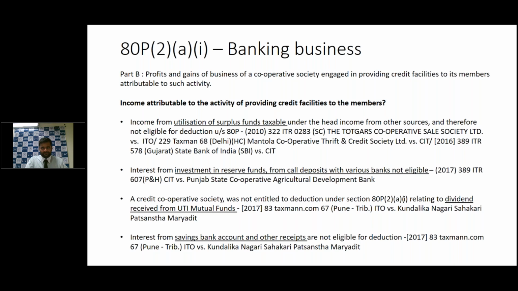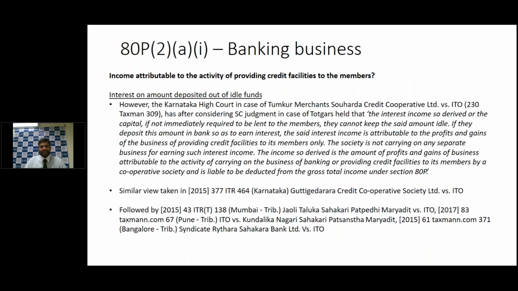However, there is a surprise. In spite of this Supreme Court judgment, there are two Karnataka High Court judgments clearly laying down that if I have some idle fund, and I deposit it in the bank, which a prudent businessman does, and derive interest income, that interest income is eligible for deduction under section 80P. The Karnataka High Court judgment in the case of Tumkur Merchants Souharda Credit Cooperative Limited, 230 Taxman 309, and the Karnataka High Court in the case of Guti Gedara Credit Cooperative Society, 377 ITR 464. In these cases, they have distinguished the judgment of the Supreme Court in Totagar.